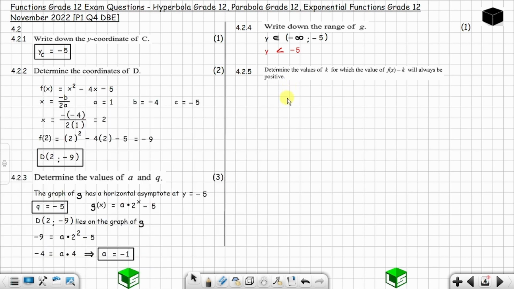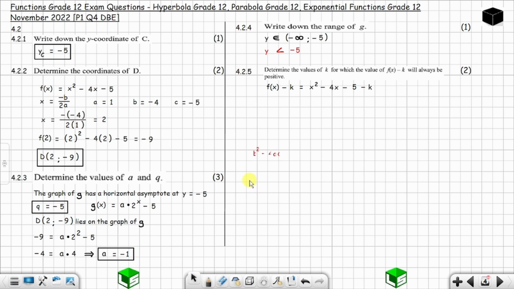Okay, so this question is 2 marks. You are given f of x minus k, and this is equal to, you have f of x there, I can write it like x squared minus 4x minus 5, and minus k. This is what you are given. You can use the discriminant or any other method to solve this question. Let me remind you about the discriminant, but you don't have to do this in the exam.